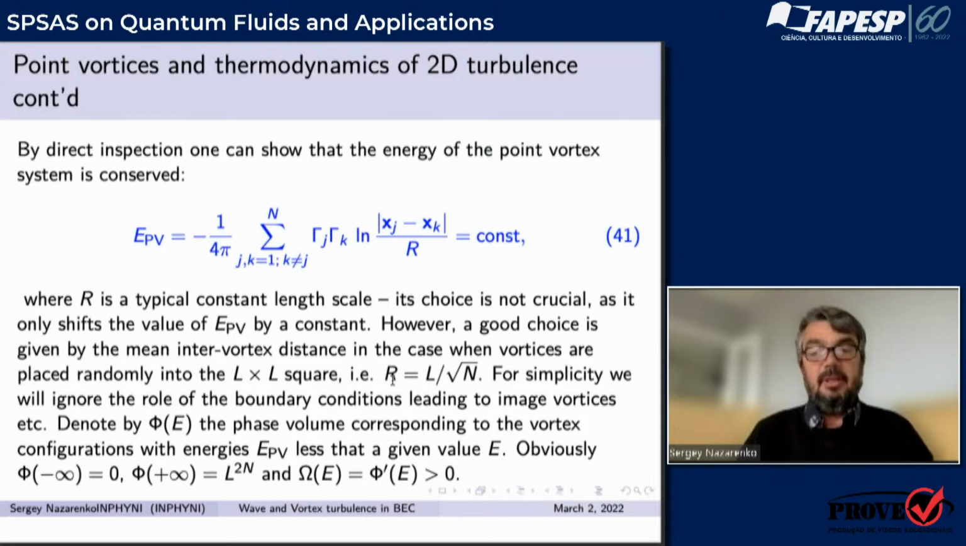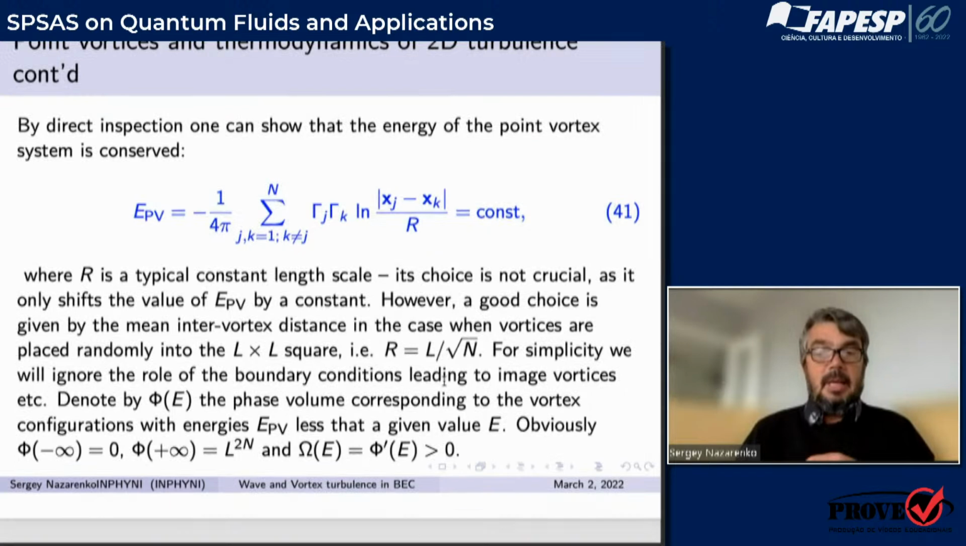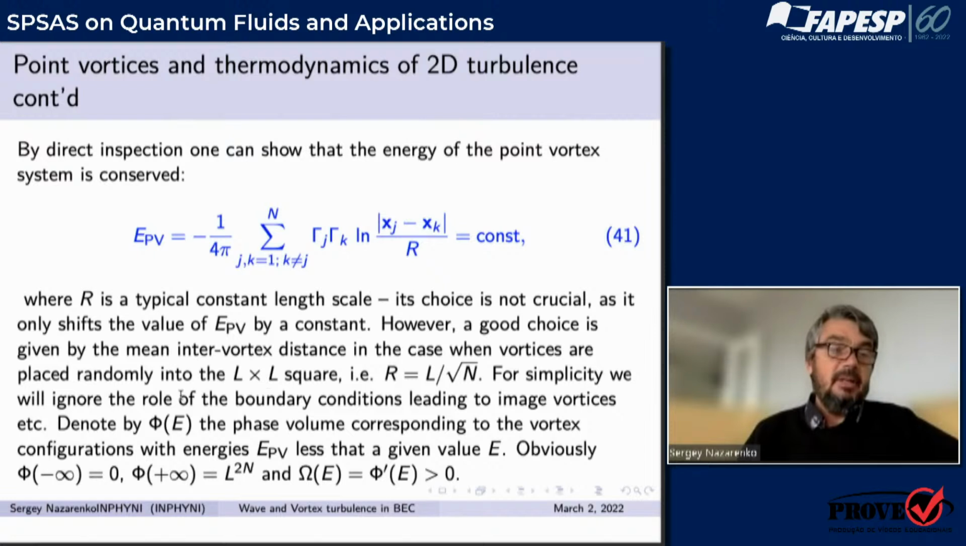But a convenient choice is actually to choose it as the mean intervortex distance. If L is the size of our box, so we have a two-dimensional L by L square box, and N is the number of vortices, then choosing R as L divided by the square root of N will set a distance which is the mean intervortex distance. Now, let's consider Onsager's argument. Let's denote by capital phi of E the phase volume corresponding to the vortex configuration with energy E.